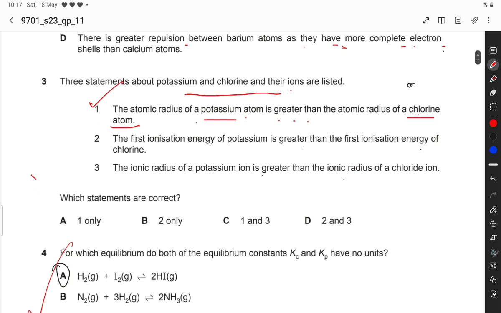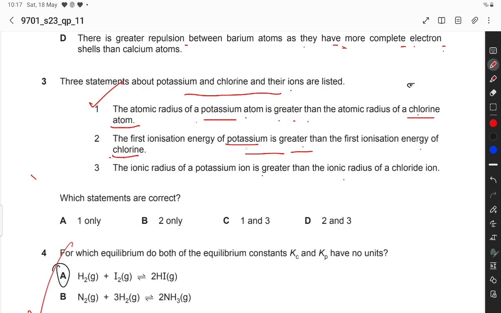This is correct. The first ionization energy of potassium is greater than the first ionization energy of chlorine. So ionization energy is increased across the period. So potassium is present in the fourth period, and chlorine is present in the third period. The first ionization energy of potassium is greater than the first ionization energy of chlorine.